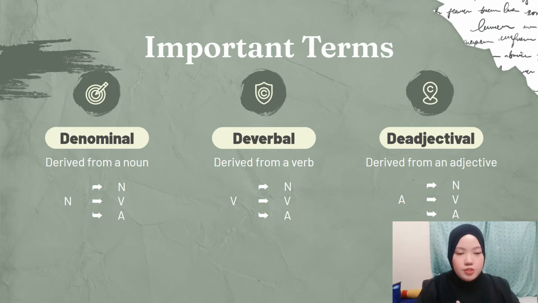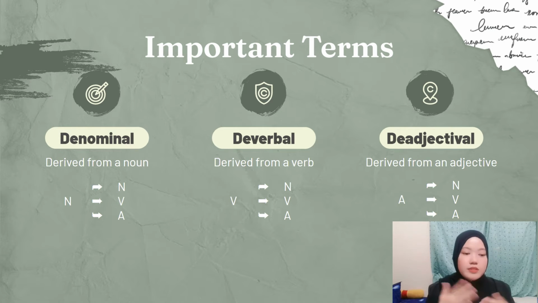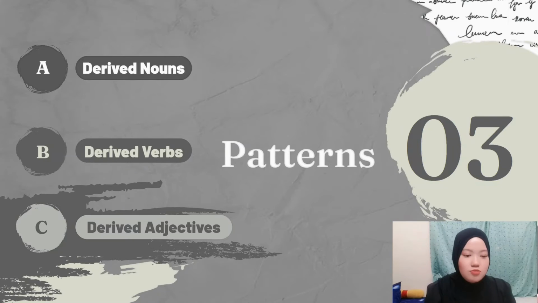Before we dive into the three patterns, there are three important terms. The first is nominal, which means derived from a noun: for example, noun to noun, noun to verb, noun to adjective. The second is verbal, which means derived from a verb: verb to noun, verb to verb, verb to adjective. And lastly, adjectival, which is derived from an adjective: adjective to noun, adjective to verb, and adjective to adjective. Then we will look into the patterns: derived nouns, derived verbs, and derived adjectives.